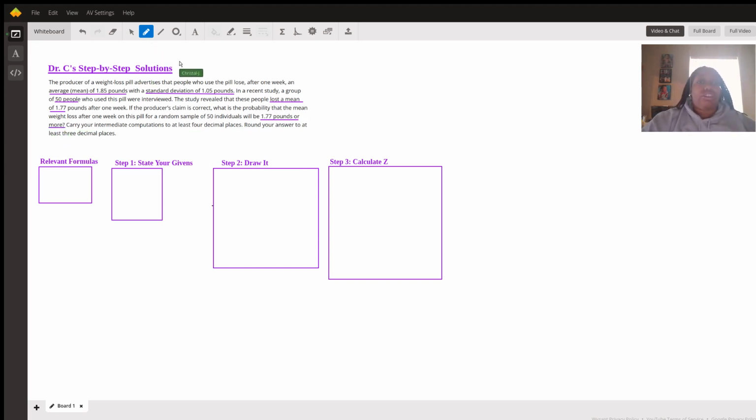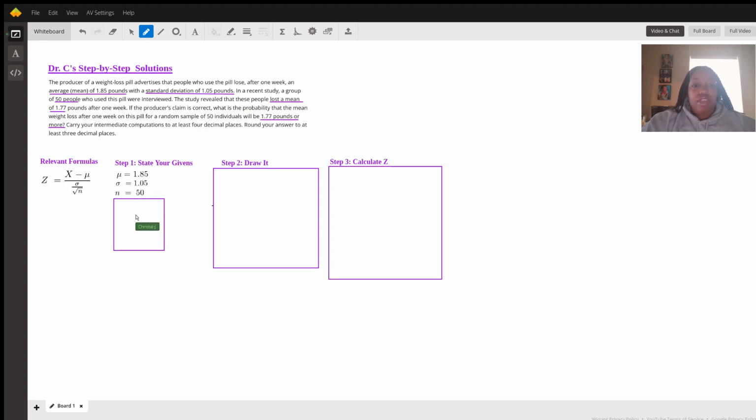I always try to write in the corner, and I advise you to do this as well, the relevant formulas. z equals sample mean minus population mean, divided by the standard error of the mean, which is the population standard deviation divided by the square root of the sample size. Based on everything we underlined, the mean is 1.85, the population standard deviation is 1.05, the sample size is 50, and x is 1.77.